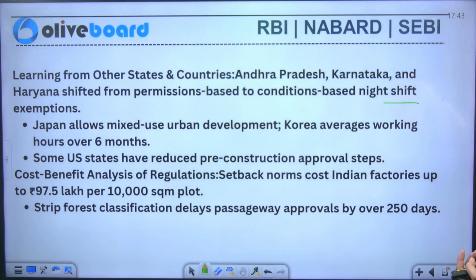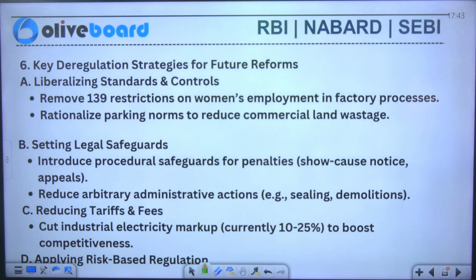It has allowed mixed use urban developments, Korea averages working hours over 6 months. Similarly if I talk about some states of US, so it has reduced construction approval steps. Cost benefit analysis of regulation की बात करो, setback norms cost Indian factories up to 97.5 lakh per 10,000 square meter plot. Now strip forest classification delays project approvals by over 250 days here.